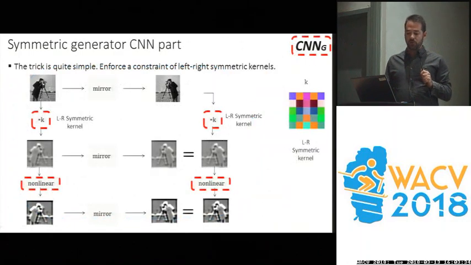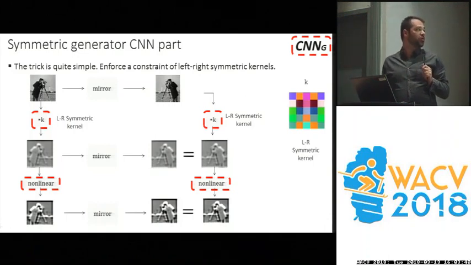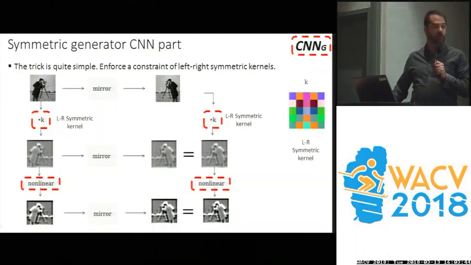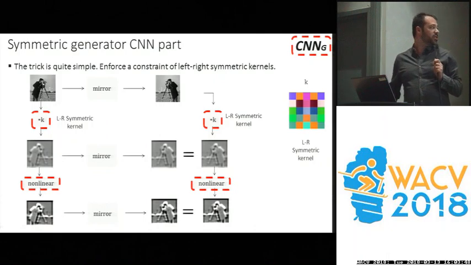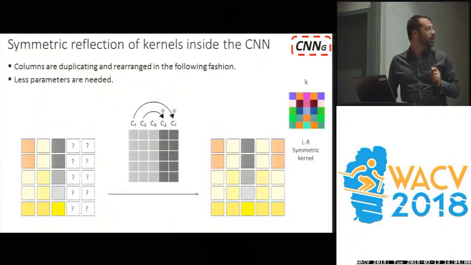So moving on to the CNN part. The trick is quite simple. All we need to do is to enforce left to right symmetric kernels in the CNN. So in this demonstration you see in this slide, it doesn't really matter if you convolve before or after the mirroring. Also, nonlinearities like ReLU will not affect this symmetry property.